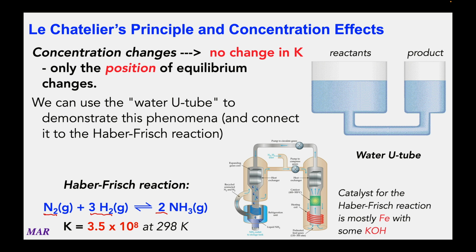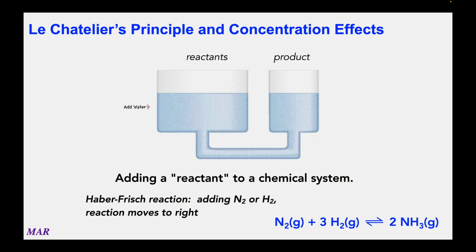And if you use your imagination there in the water U-tube, the reactant side looks about twice as big as the product side. So that's kind of the idea here, and we'll see then how the equilibrium is affected as we change different values of concentration. When we add water to the tank on the left, the water in the tank on the right moves up, and that on the left moves down. The water moves from left to right, so we say that equilibrium shifts to the right, as it would if we added more reactants to a reversible chemical system.